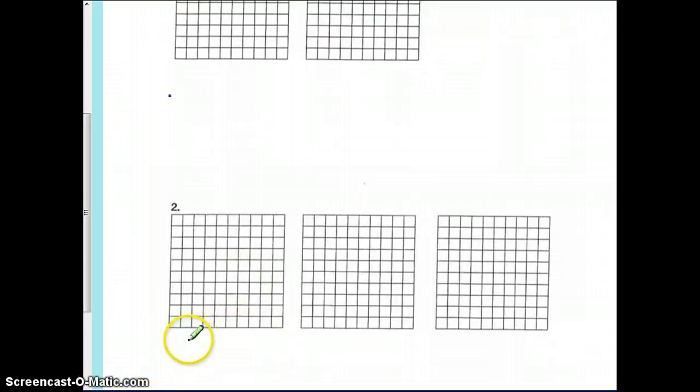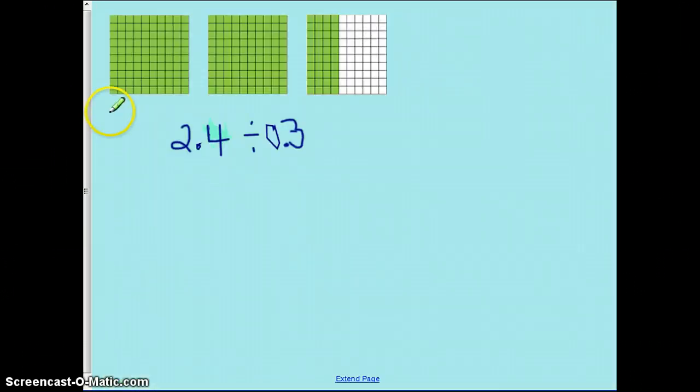Just wanted to make sure that you're doing 2 of these and 4/10. When you're ready, you may look at my answer. Okay, you should have 2 full boxes, just like I do, and 4/10 or 40 hundredths. Now, we're going to group these in groups of 3.